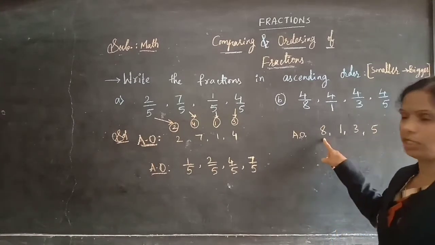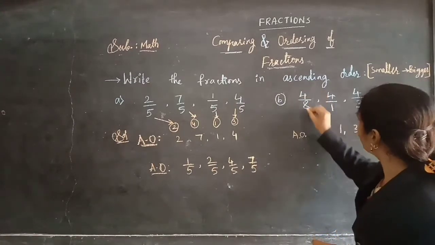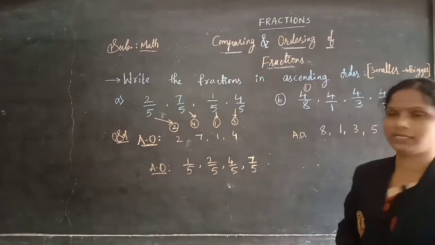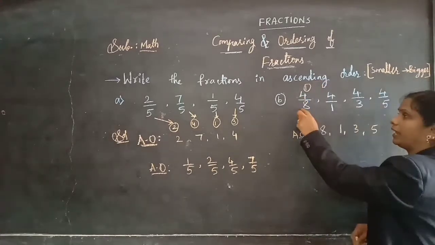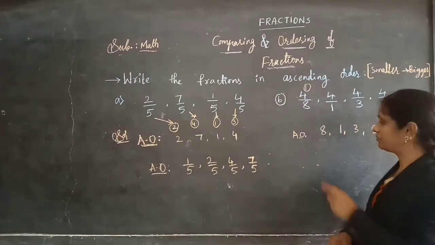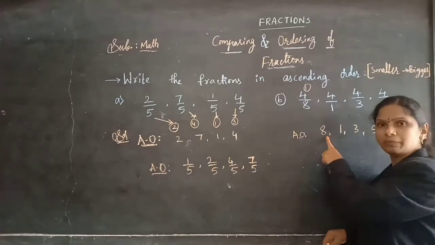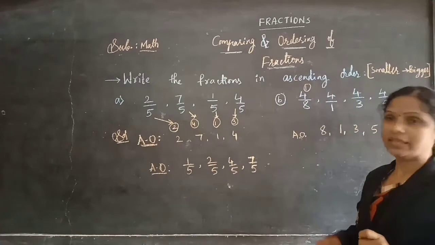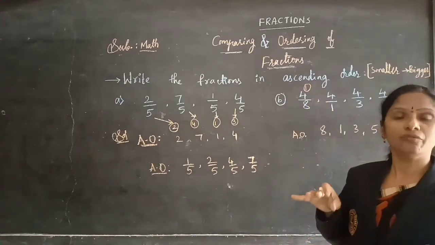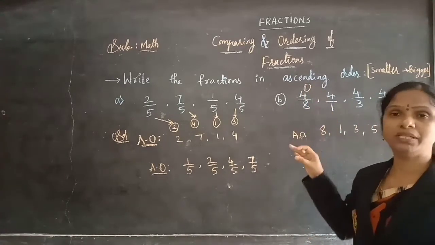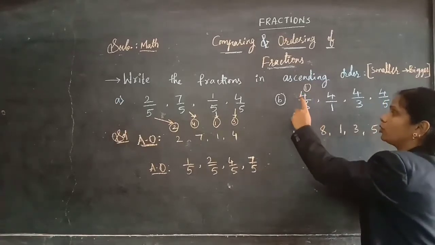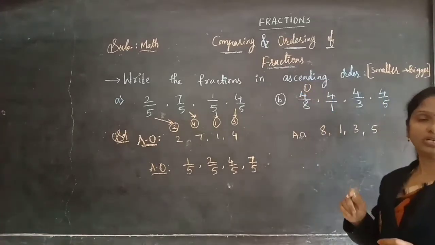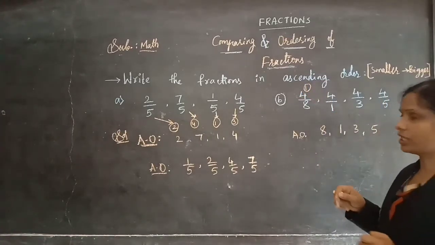8 is the bigger value, means 4 by 8 will be the first place. Why? Because the denominator is bigger, we require, when the numerators are same, that fraction will be the smaller value. So nothing but 4 by 8 comes into the first place. Reversely we need to take, children.